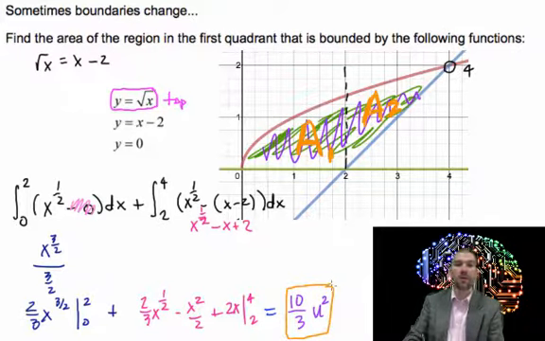So double check me. You can use your calculator. If your calculator gives you a decimal answer, you can plug in 10 divided by 3 and see if it gives you the exact same decimal answer. All right?